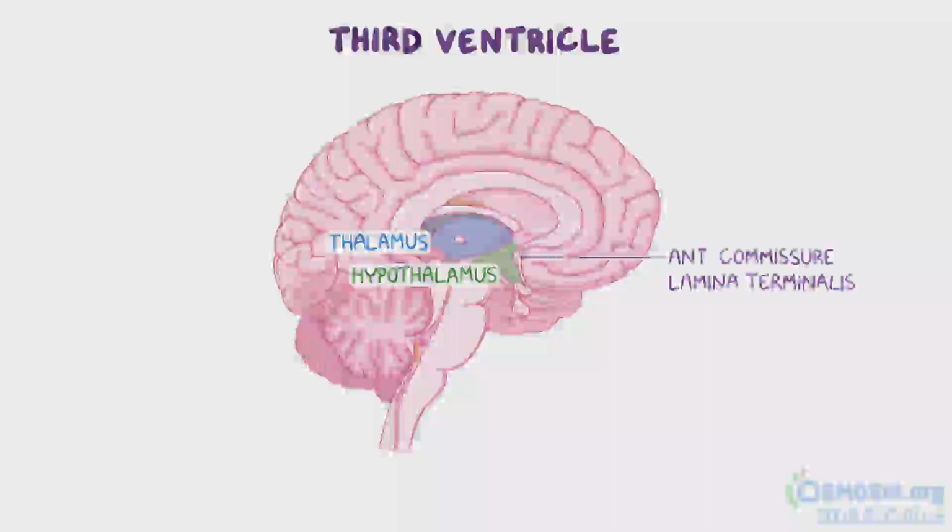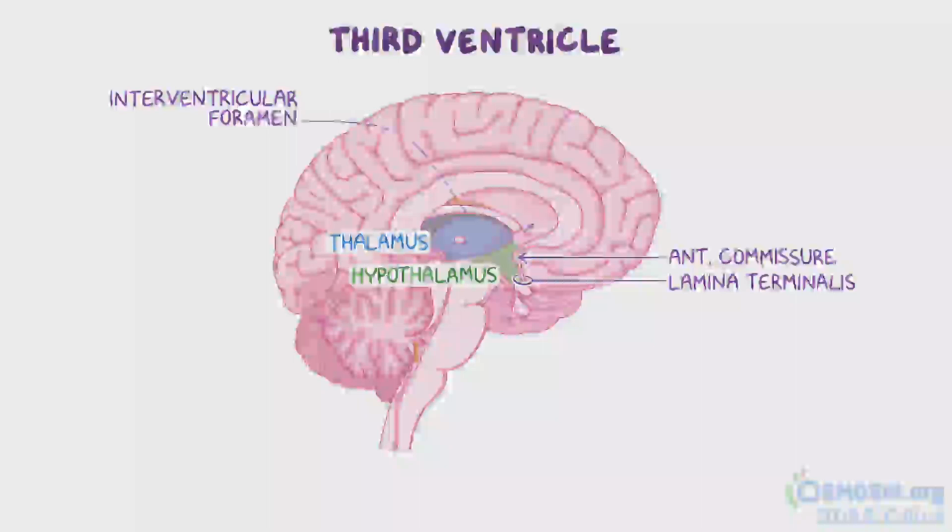On the anterior and superior part of the lateral wall, there's the interventricular foramen, while in the middle, there's the interthalamic adhesion, which is a bridge of tissue connecting the two thalami.